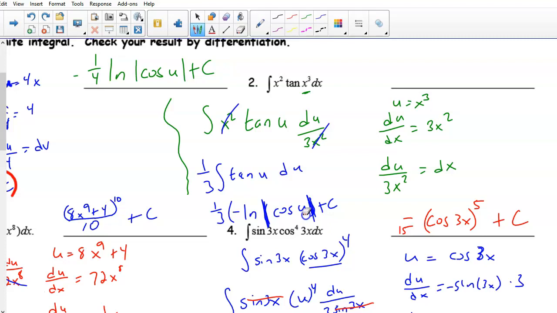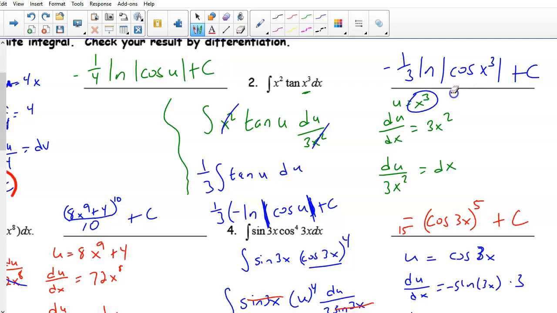There's u. So now I just substitute u back into the equation right here. So it gives us negative 1/3 because of the negative right here. Natural log of the absolute value of the cosine of x cubed plus c. There is our answer right there.